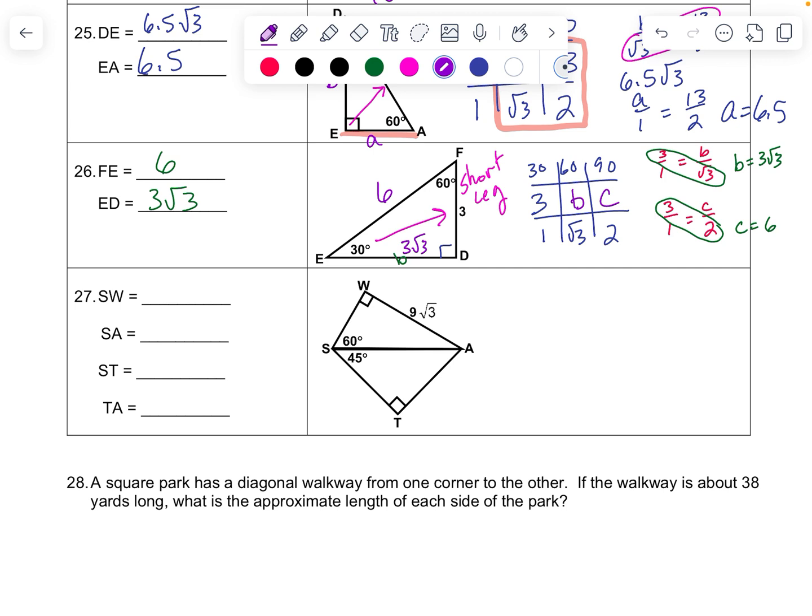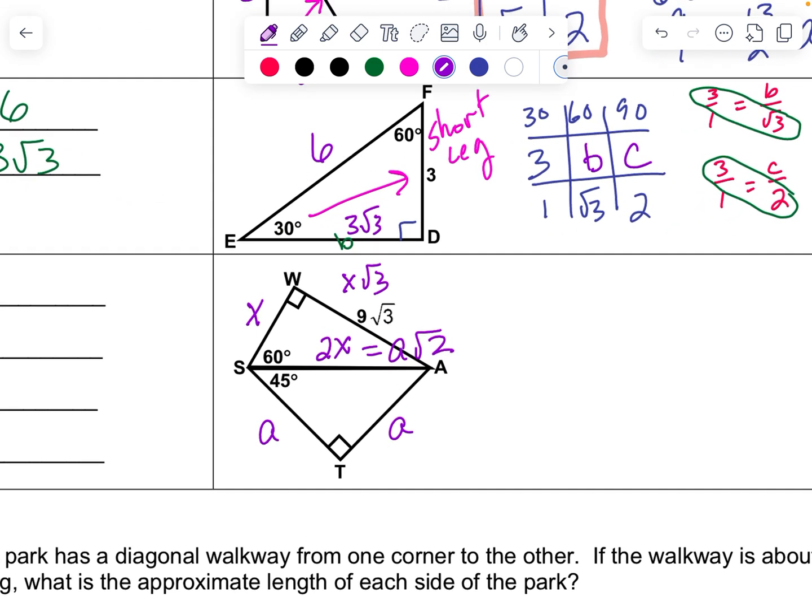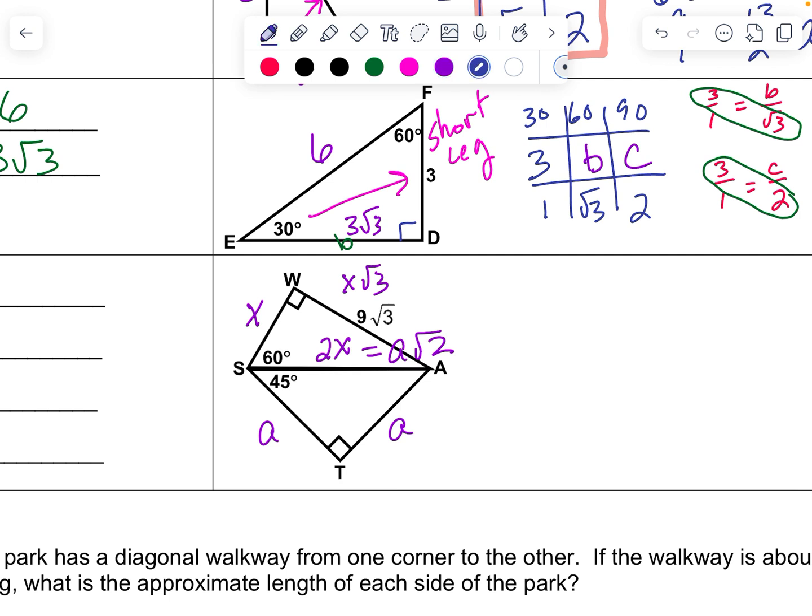All right. I have my hypotenuse here. On one side, my hypotenuse is 2x. And then on the other side, we're going to use a different letter. So let's call this A and A. And then we'd have our A square root 2. So don't just use one letter here. Let's work the 30, 60, 90 first, because that's the number I have.